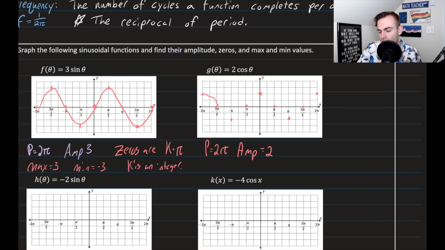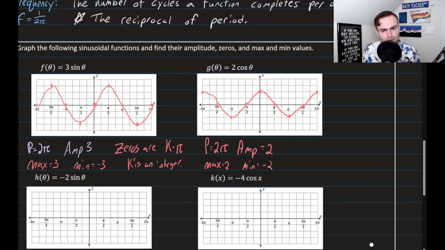And we can actually draw some sort of crude looking cosine graph. So from this, let's figure out the other information. Well, the max values are 2, and the min values are -2. Pretty simple right now.